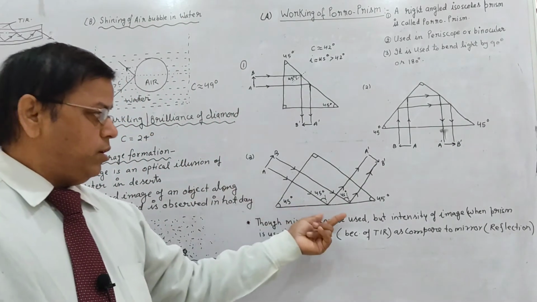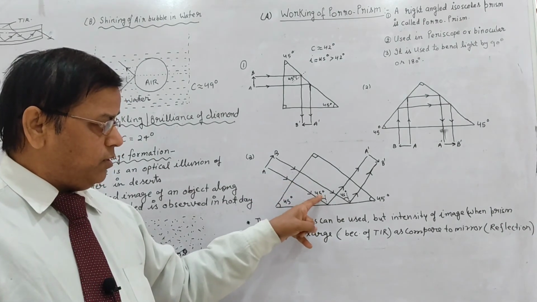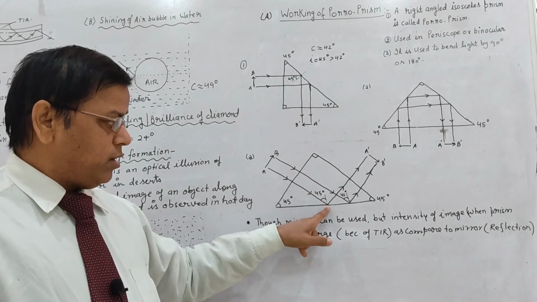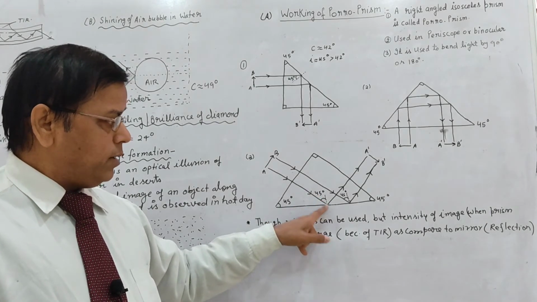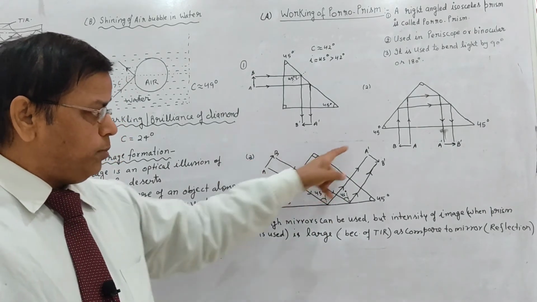Here too there is total internal reflection. Light is going from glass to air, and the angle of incidence is more than 42 degrees, more than the critical angle. So total internal reflection occurs here, and light goes like this. So the image of this object is formed here.